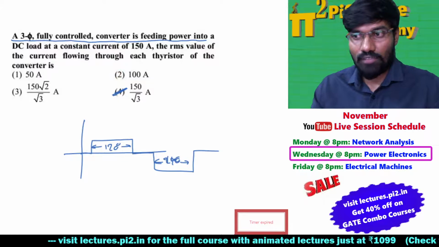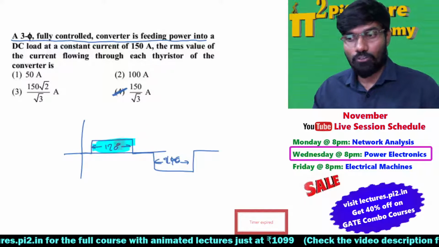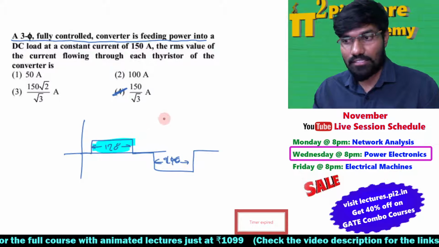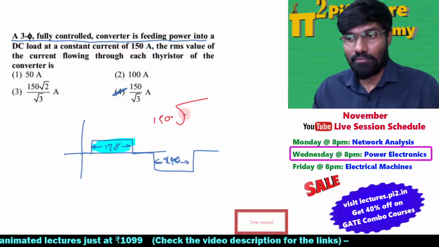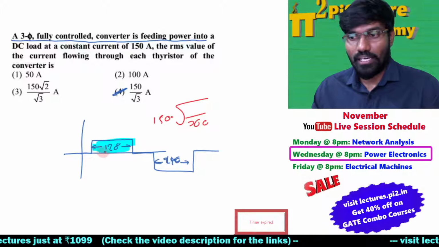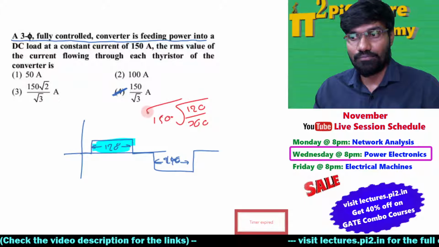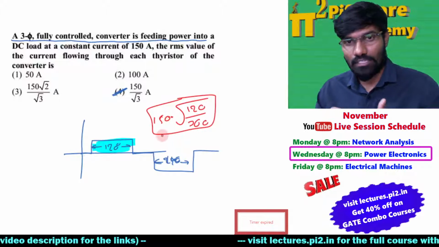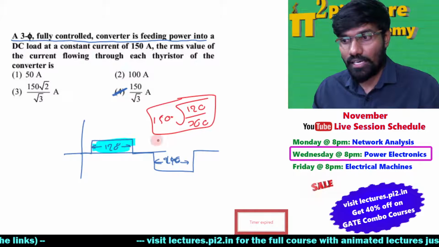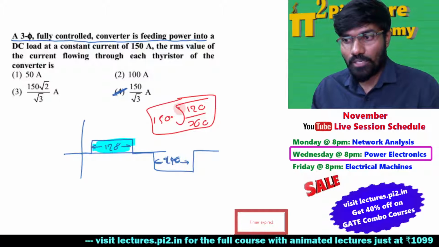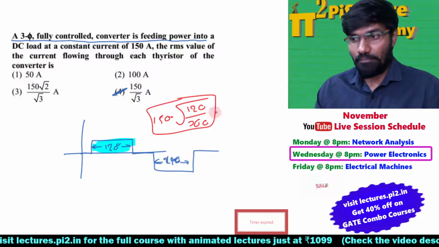So it is asked for one thyristor. I told you in the course how to find the RMS value very quickly. That is I into square root of 120 by 360, the total time period divided by the duration of 120 degrees. So this is the answer. If this had been asked for the line current RMS value, then the line current is there for 120 plus 120, 240 degrees. Yeah, that's a point.